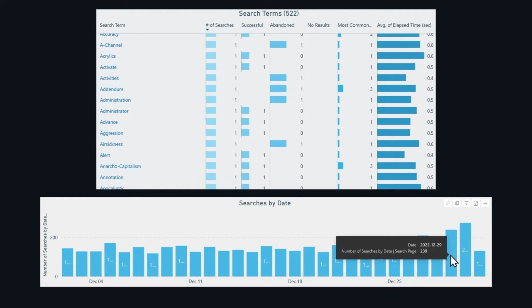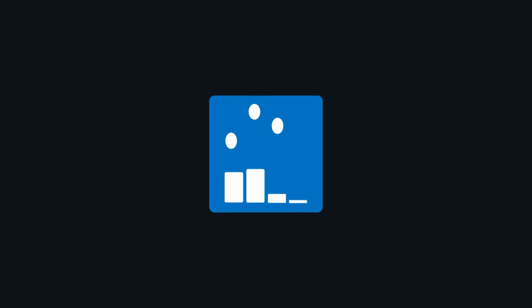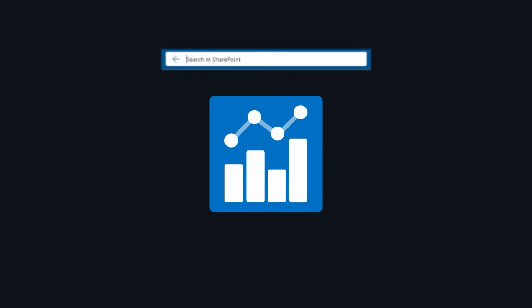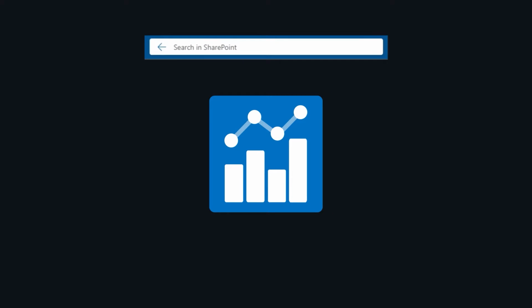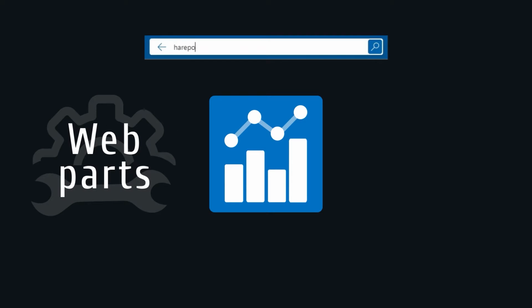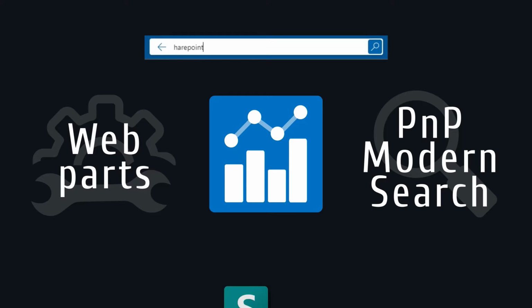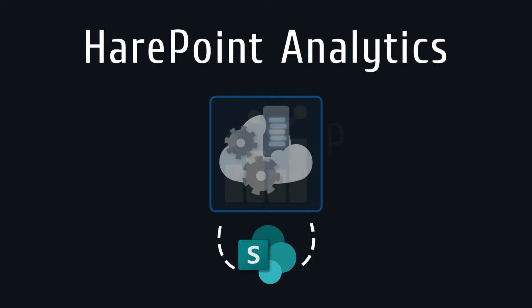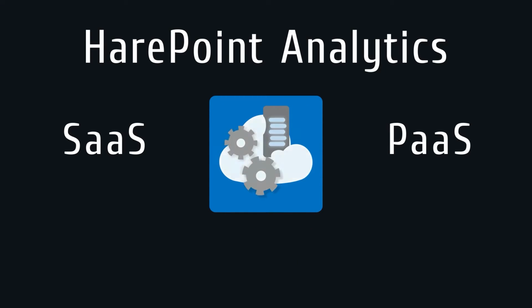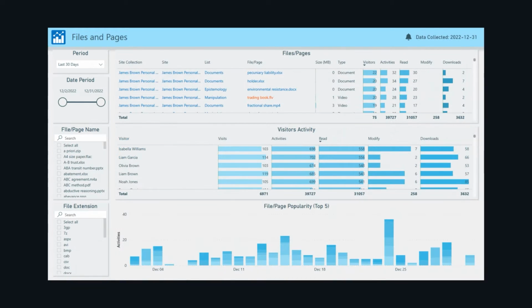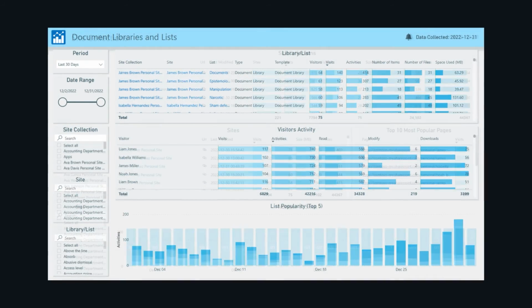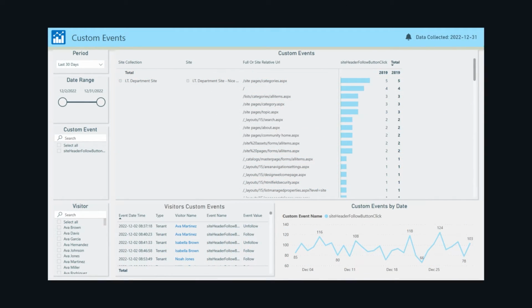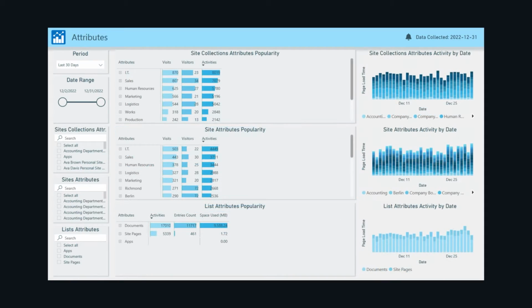and navigation. You can get all this information using SharePoint Analytics, which works not only with standard SharePoint search, but also tracks popular web parts like PNP Modern Search. The SharePoint Analytics solution is an amazing SaaS tool that provides you with powerful, out-of-the-box reports for any date range. Along with that, you get unlimited custom metrics and custom reporting capabilities. Let's see it in action.